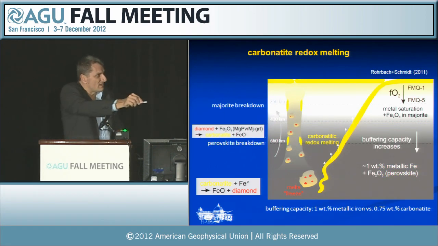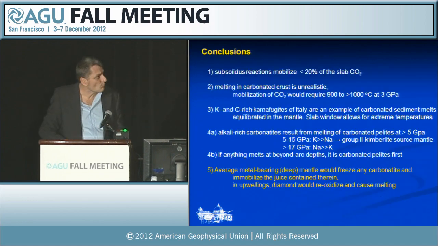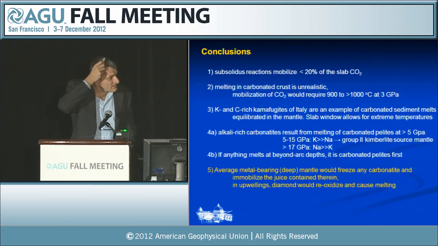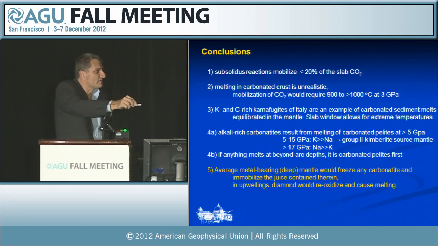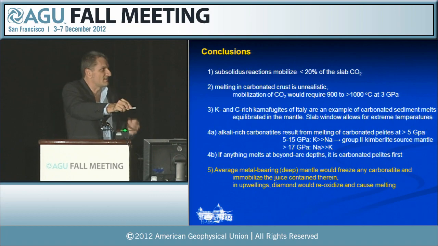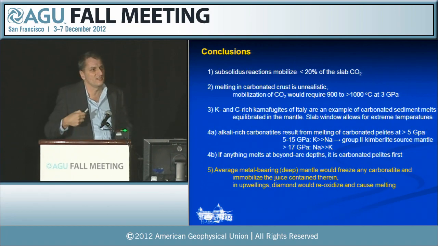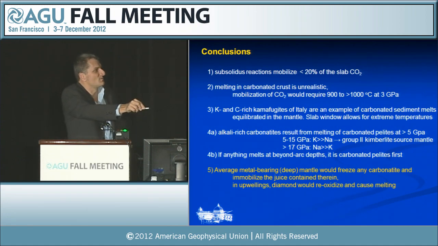You do this on the perovskite breakdown to start with, and you do this finally on the majorite breakdown, which has also significant iron 3+. And this is probably the deepest melts and the reason why you even melt so deep in the mantle. So average metal-bearing deep mantle would freeze any carbonatite melt and all the juice that is contained in there. So it can also immobilize all the goodies that we want in geochemistry.